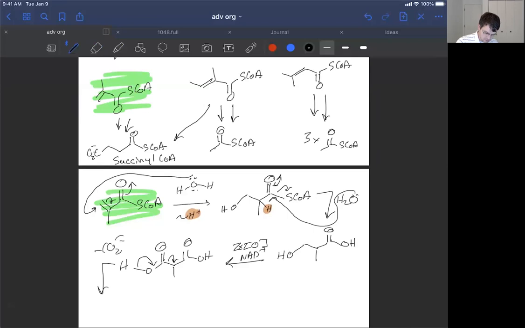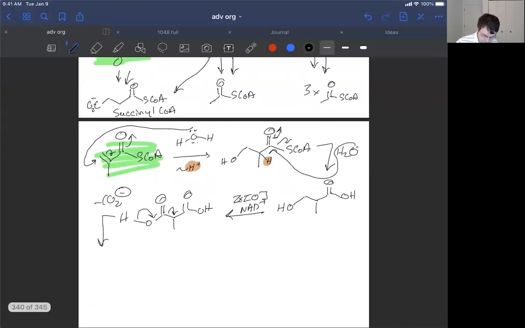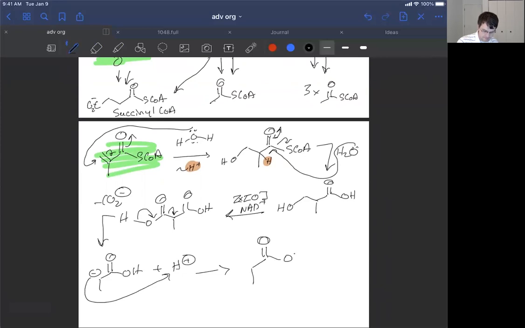decarboxylation to give this species, which can pick up the hydrogen that was just lost from the other carboxylate. It's probably an intramolecular reaction. So we have propanoic acid, which will react with CoASH. It's got to be an ATP-dependent enzyme, I would think, although I don't see the set here.